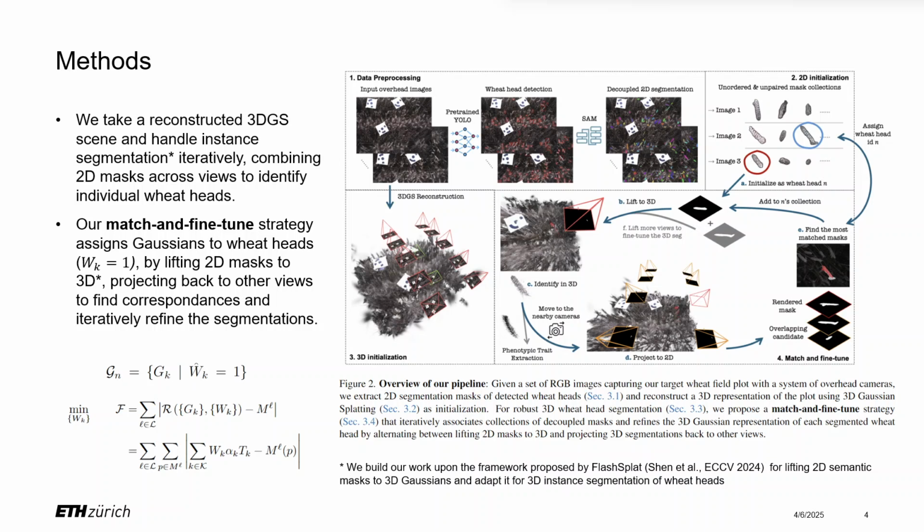Building upon the FlashSplat framework for lifting 2D masks to 3D, we develop a novel match and fine-tune strategy. For each wheat head, we lift an initial 2D mask to 3D by annotating Gaussians belonging to it. We then render this 3D segmentation in other views and find matching 2D masks with high overlap, which we then use to refine the 3D segmentation. This iterative approach gradually builds up confidence in which Gaussians belong to each wheat head, despite inconsistent views, enabling us to detect and segment hundreds of individual wheat head instances per plot.